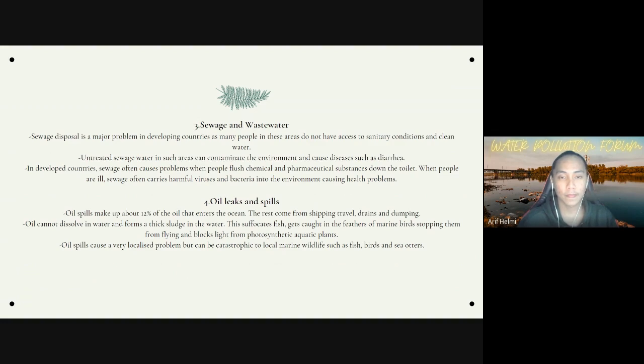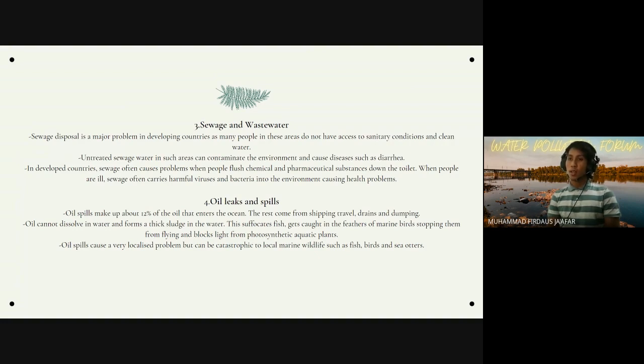So, the current issue is sewage and wastewater. Sewage disposal is a major problem in developing countries as many people in these areas do not have access to sanitary conditions and clean water. Untreated sewage water in such areas can contaminate the environment and cause diseases such as diarrhea.